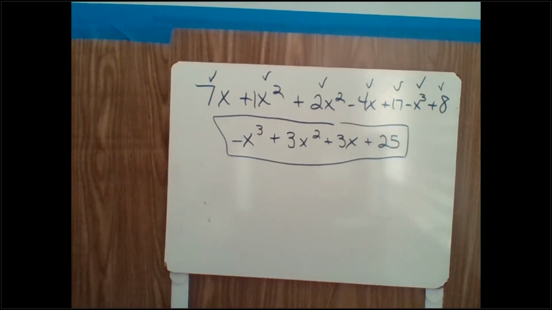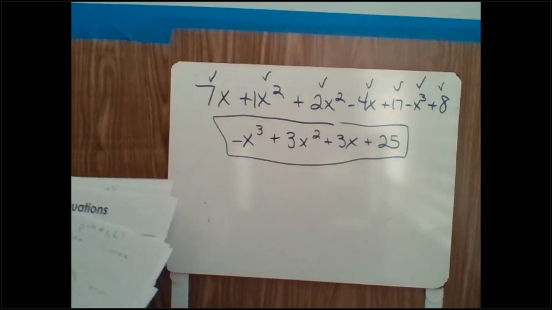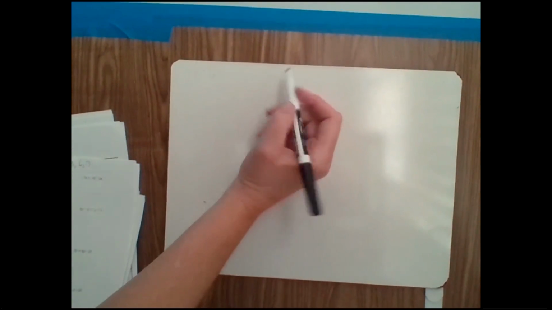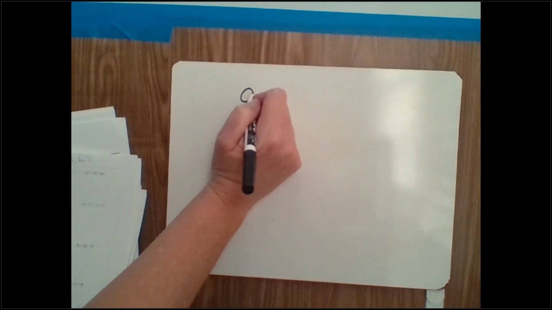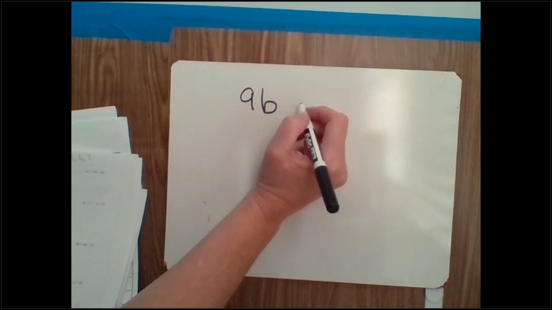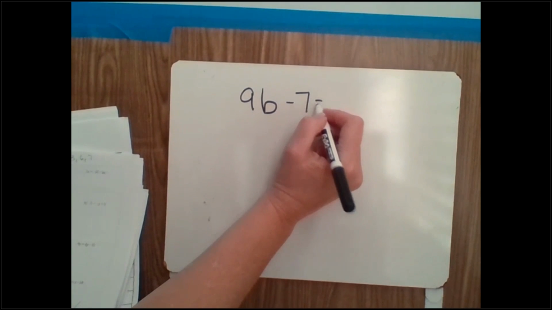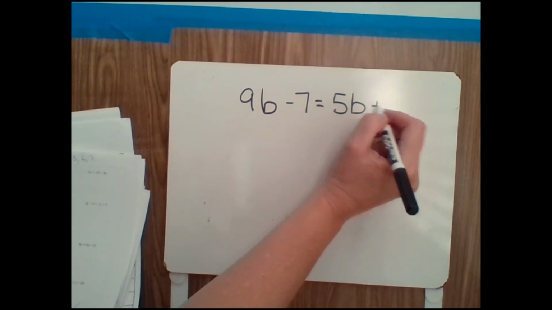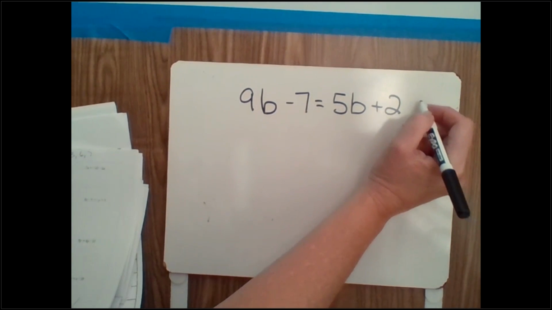Okay, so let's get back to solving some problems where we're going to have to combine our like terms. Back in the packet, I am on page 79. I'm going to start with problem 3. And that problem is 9b minus 7 equals 5b plus 25.